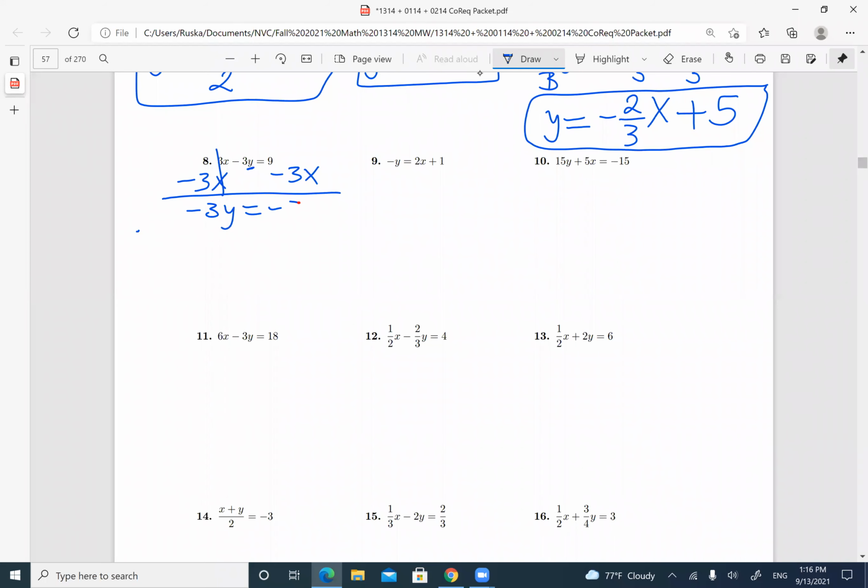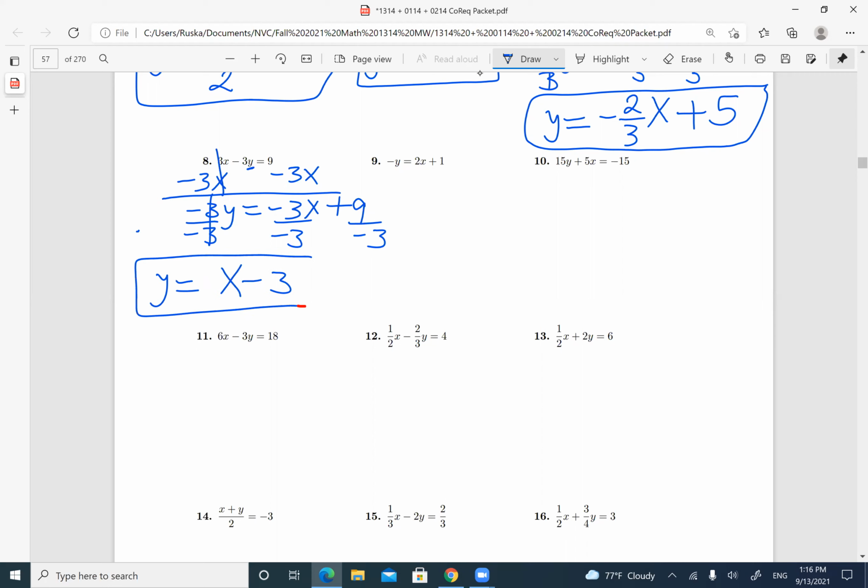-3y equals, I'm going to put x first, because that's how they want the answer. X has to be in the first place. And then I'm going to divide by -3. In front of y is -3, so I divide everything by -3. And you're going to get 1y equals 1x minus 3, because 9 divided by 3 is 3, and it's negative because you have positive divided by negative, it's negative. Okay?